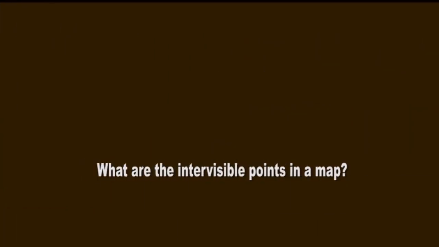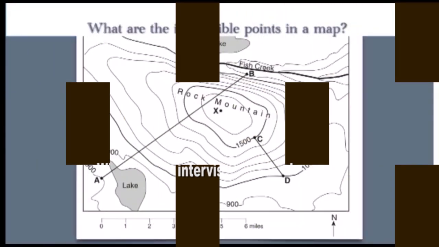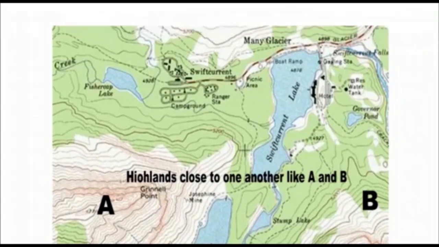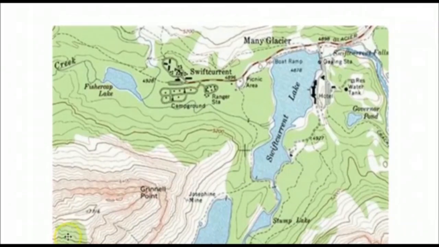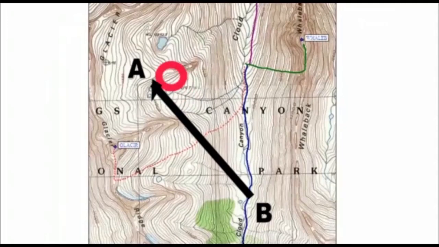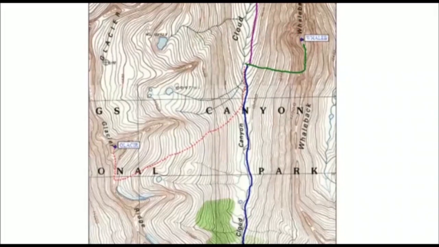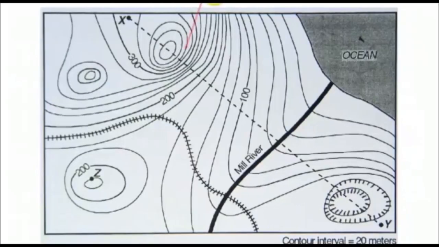So what are points that are intervisible inside the map? I know by now you'll be guessing points that are intervisible. So these points are two highlands close together, like mountain and plateau, plateau and plateau, or mountain and mountain. Either sides of a valley are intervisible. A concave slope is intervisible from the base to the top. A gentle slope, all its points are intervisible from the base to the top. The highland and the adjacent lowland are intervisible to one another. A knoll or an inselberg and the adjacent lowlands are intervisible.